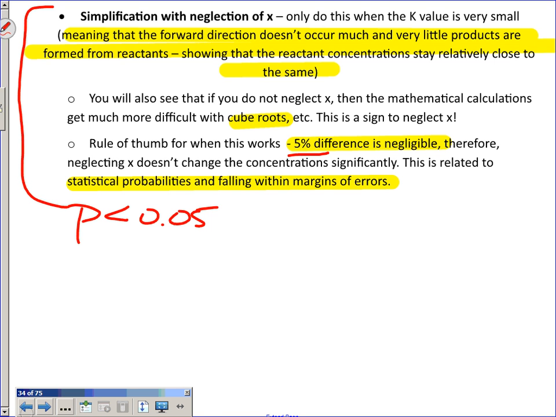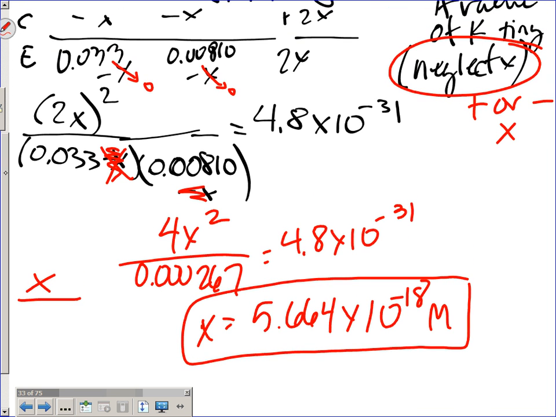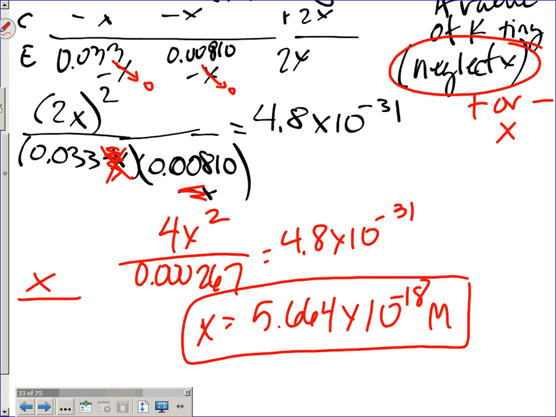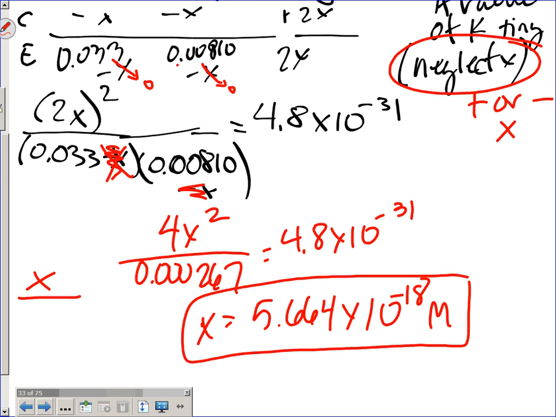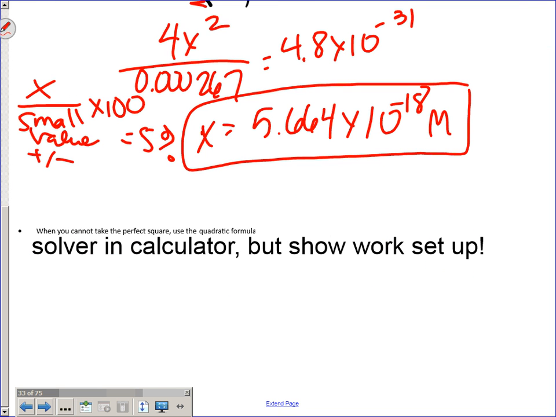So deal with this. With respect to the x we just found, what we have to do to show our 5% rule is take x divided by the smallest quantity we would have subtracted it from. Who's the smallest quantity we would have subtracted it from? Say again? 0.00810, right? This guy right here. So we take the x and we compare it to the smallest value we added or subtracted it from, and we multiply by 100, and we see is it 5% yay or nay, or is it less than 5% yay or nay. Let's go ahead and plug that in.